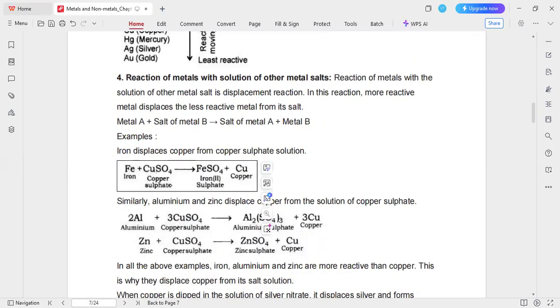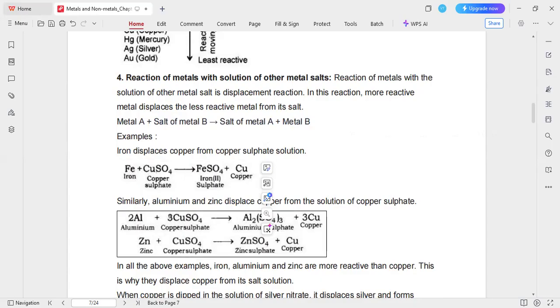Next, reaction of metal with a solution of another metal. This is a displacement reaction we have discussed in the first chapter also. Generally, a more reactive metal displaces a less reactive metal from its salt solution. Here metal A reacts with the salt of metal B to give salt of A plus B. The condition is that metal A must be more reactive than B. For example, iron reacts with copper sulfate to give iron sulfate plus copper. Aluminum reacts with copper sulfate to give aluminum sulfate plus copper, as aluminum is more reactive than copper.